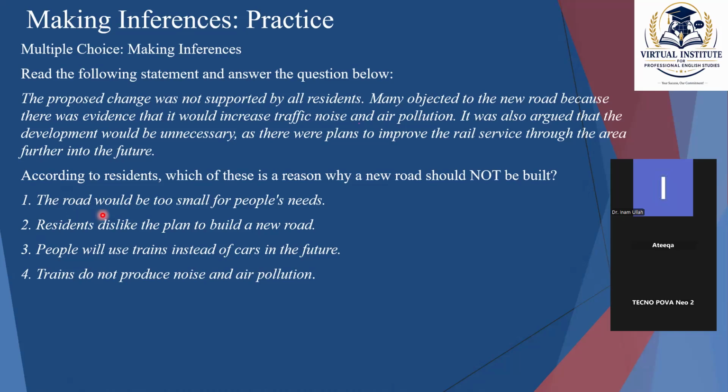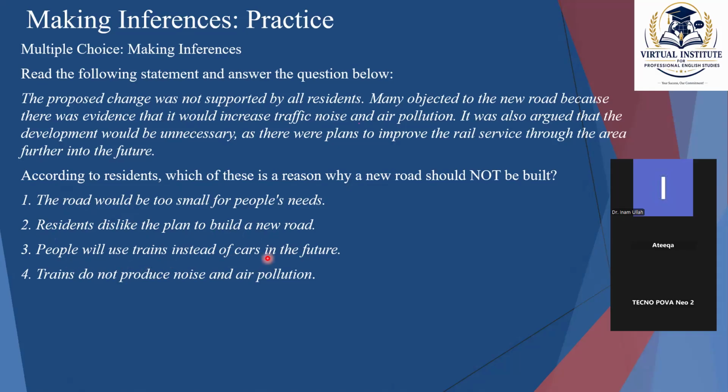Now, if you look here, the road would be too small for people's needs. It is totally out of question. It has not been touched. So we cannot infer this one, right? Residents disliked the plan to build a new road. No, there is no such thing as they disliked it, right? We are asked about a reason. So this is not even a reason, right?